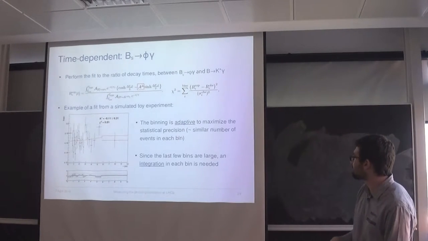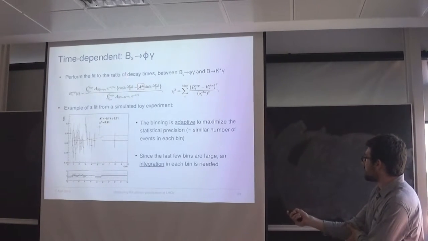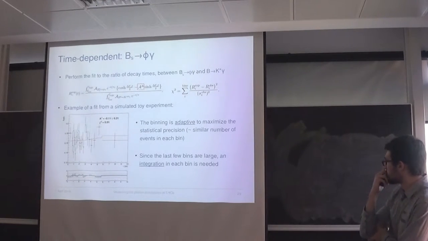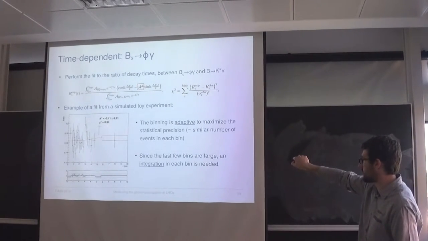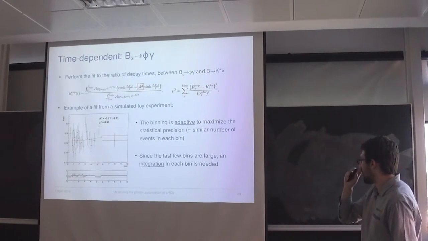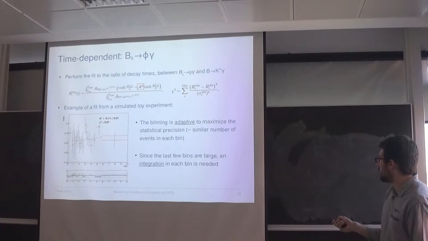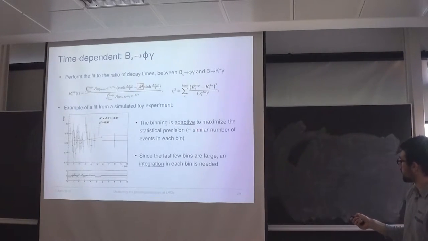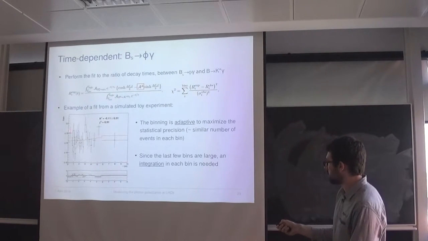So this is an example of the fit that is involved here. As this is a ratio of decay times of Bs to phi gamma and B to K* gamma, you cannot apply the usual chi-square, because you don't have statistics in the last part. So we have to build an adaptive binning to maximize the statistical precision and to avoid biases. The adaptive binning means with a similar number of events in each of the bins. So you have the same number here, and finally more or less similar errors.